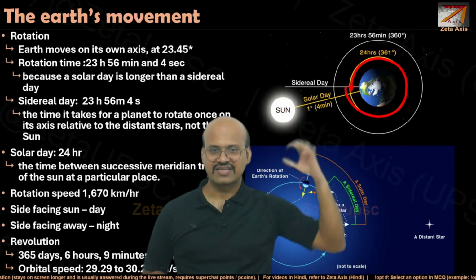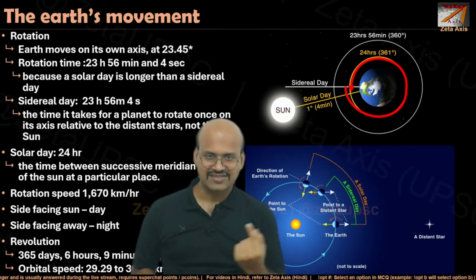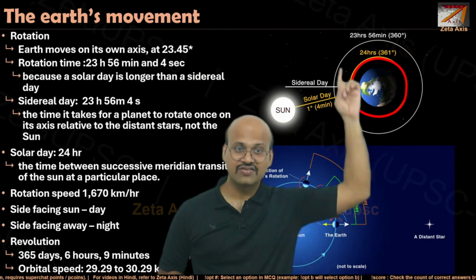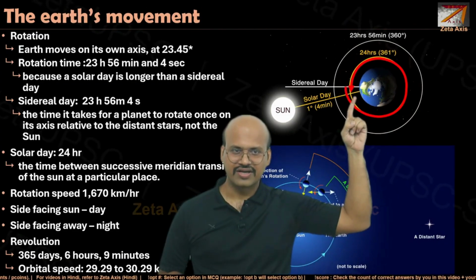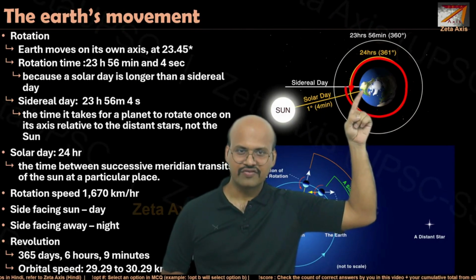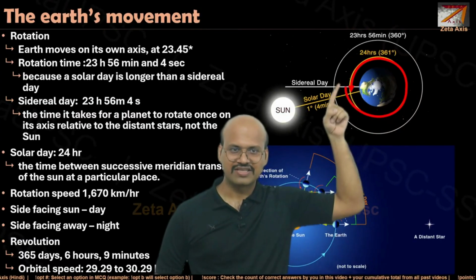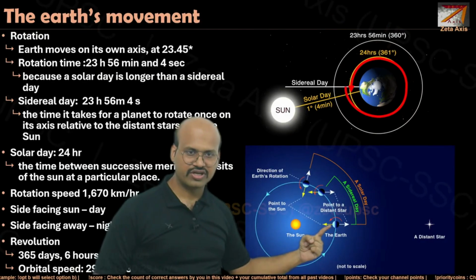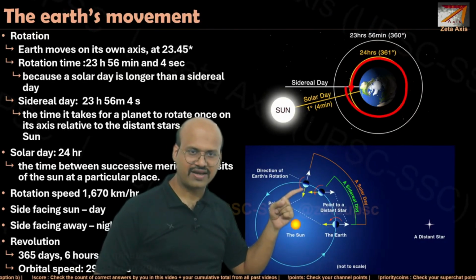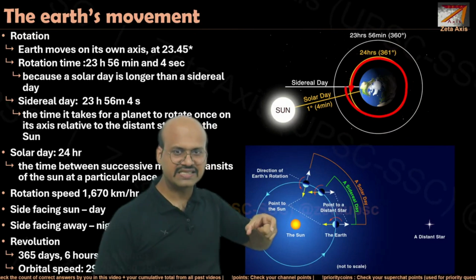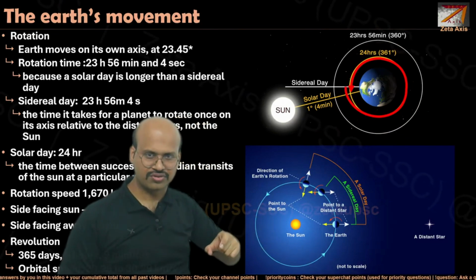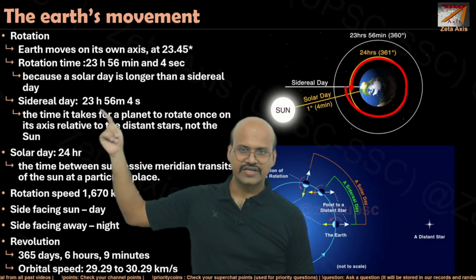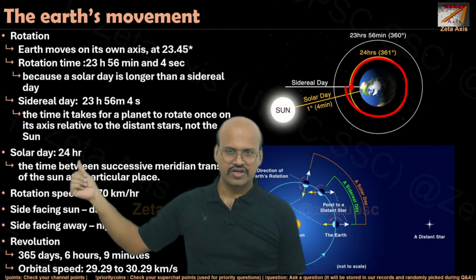So sidereal day is the time the Earth takes to rotate 360 degrees, while solar day is the time Earth takes to rotate 361 degrees. Why 361 degrees? Because it is calculated from the point here, which is directly under the sun, to the next time when this point comes directly under the sun. And this point changes, which you can see over here. Here, this point is directly under the sun, and here, this point is directly under the sun. So we have to compensate that additional path by rotating 1 degree more. And that is why there is a slight difference between sidereal day, which is 23 hours, 56 minutes and 4 seconds, and solar day, which is 24 hours.